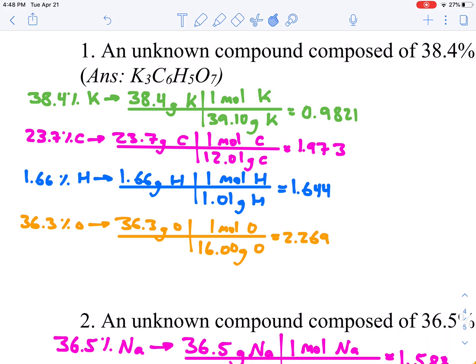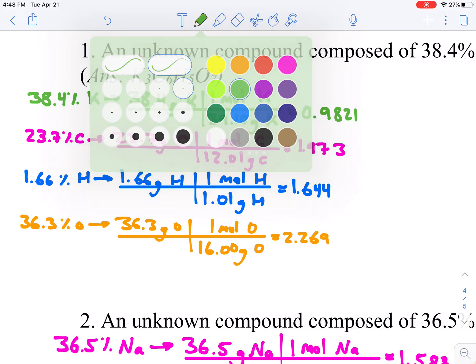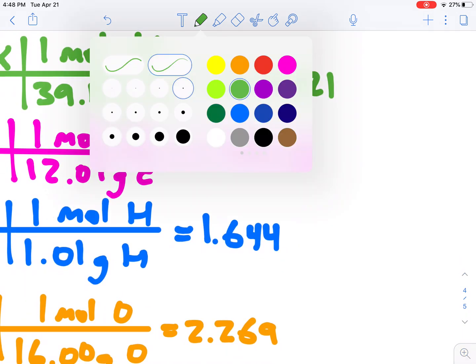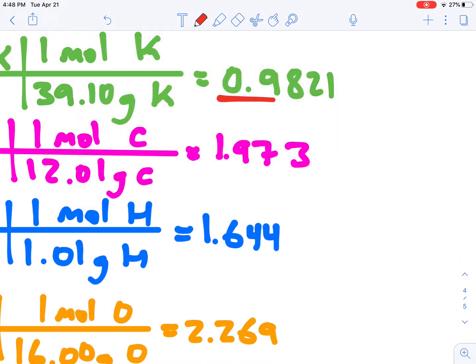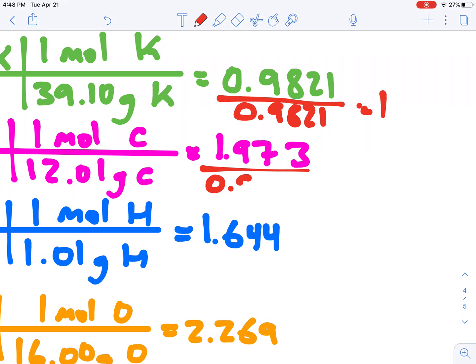Okay, so our next step in our poem is to divide by smallest. And we're dividing by smallest so we can basically figure out the ratio of all of these. So our green number, our 0.9 number, is the smallest. We're going to divide all of these by our 0.9821. So over 0.9821, this one equals 1. If we divide this by 0.9821, this one equals 2.